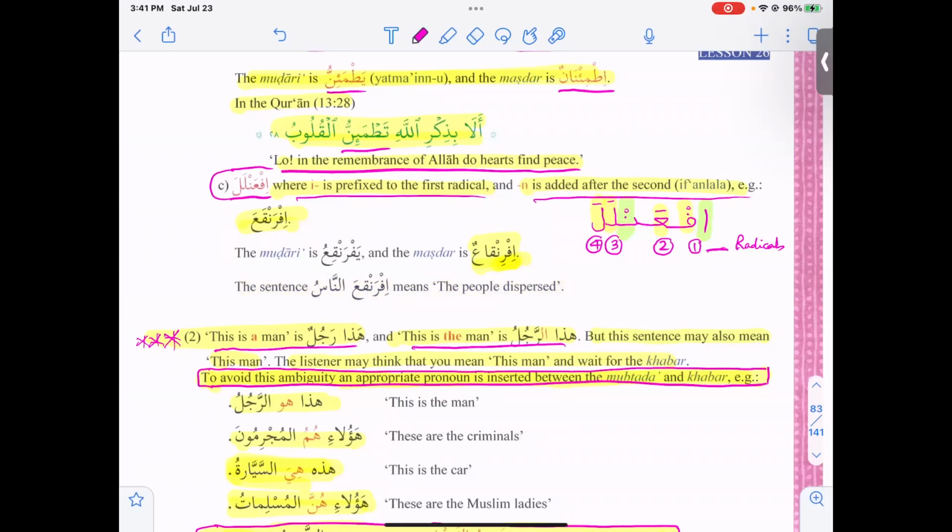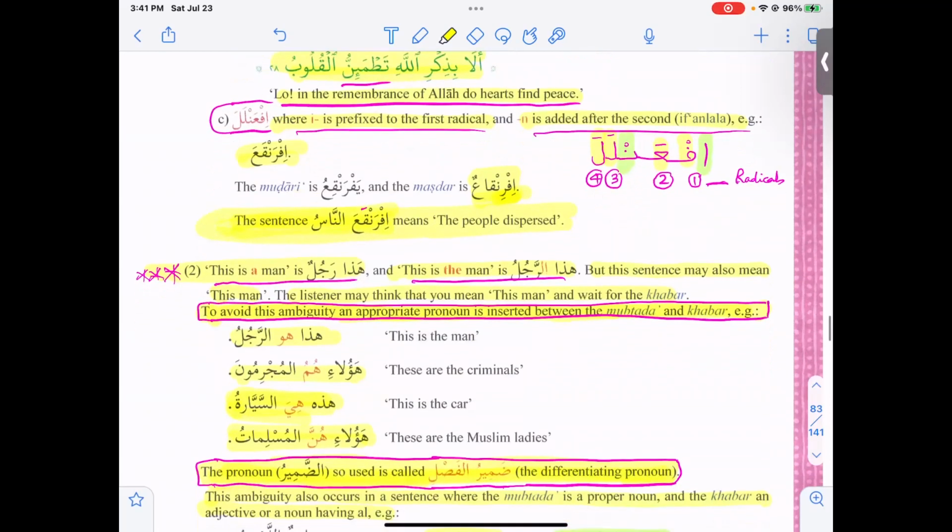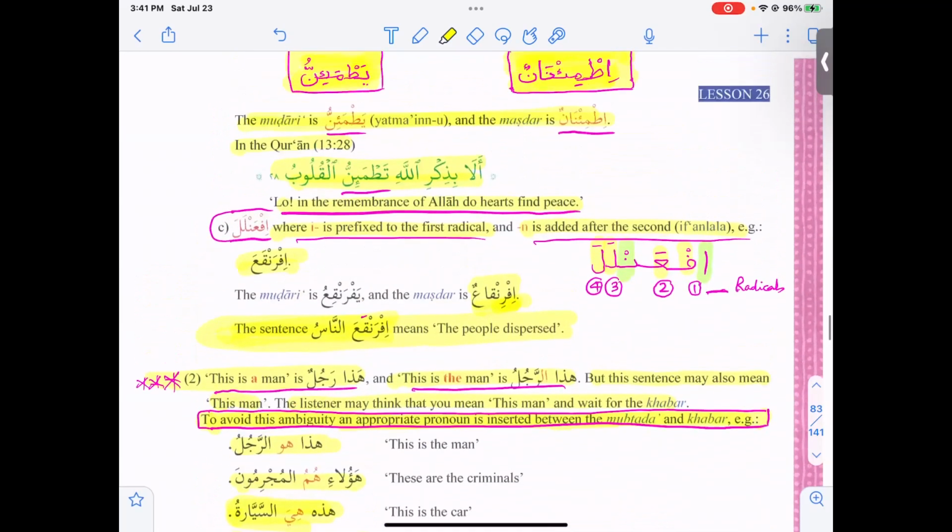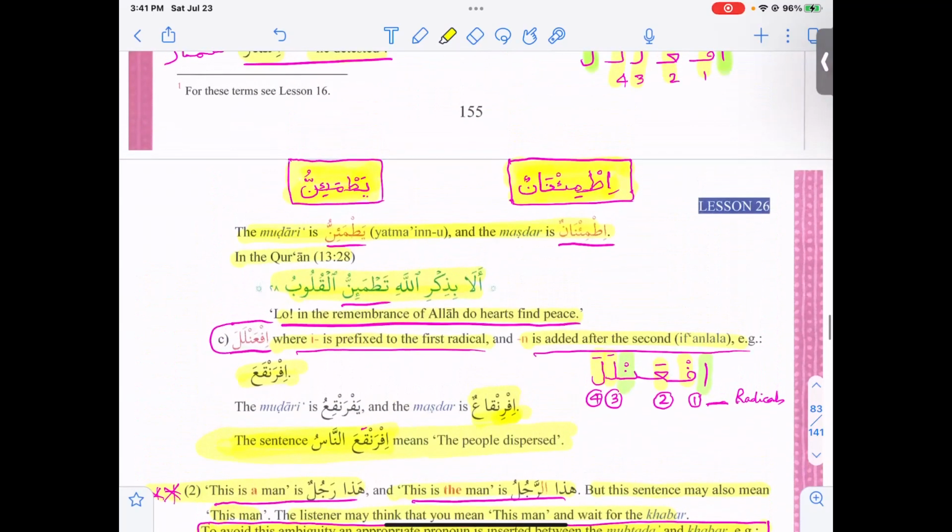This is Madi. So we have ifran ka nasu. The people dispersed. It will come in the lesson nicely, inshallah. So that is the end of the failed Sulasi Mujarid.